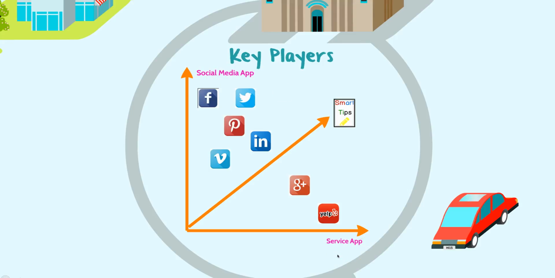Social media apps include Facebook, Twitter, Pinterest, LinkedIn, and the service apps I define, like Google Plus and Yelp. But my app, as I mentioned in the first part, is quite different from the existing competitors. There is no one else offering such services.